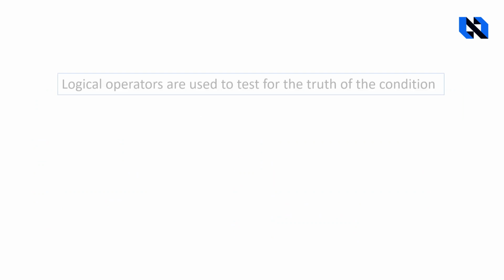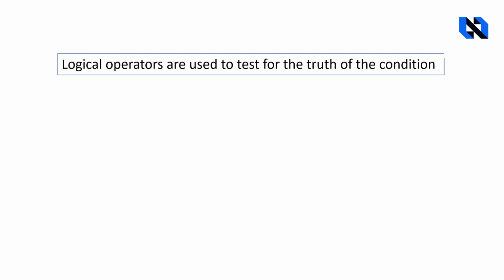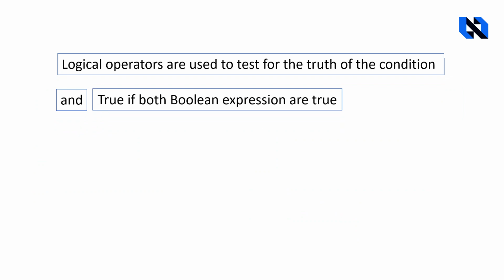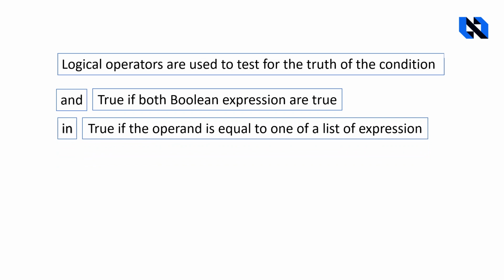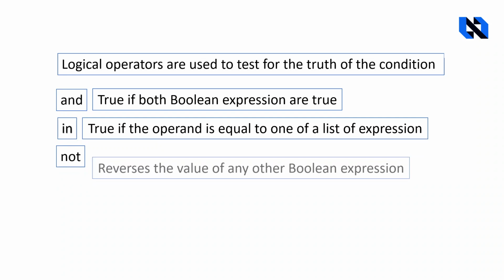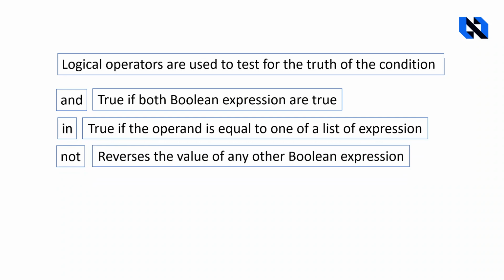On the other hand, your logical operators are basically used to test for the truth of a certain condition, and we have a whole lot of them. We have the and logical operator, which returns true if both expressions are true. We have the in operator, which returns true if the operand is equal to one of a list of expressions. We have the not, which reverses the value of another Boolean expression.